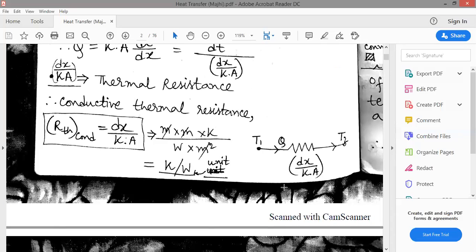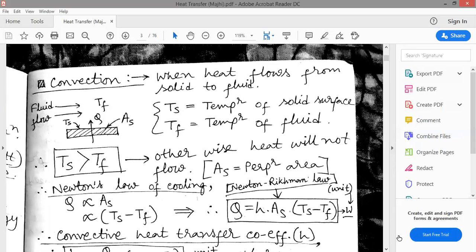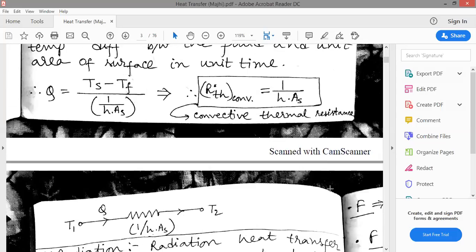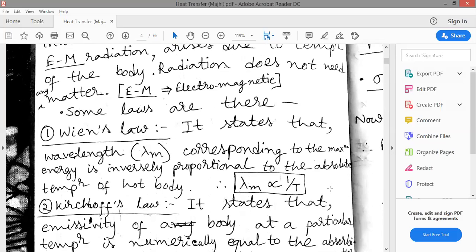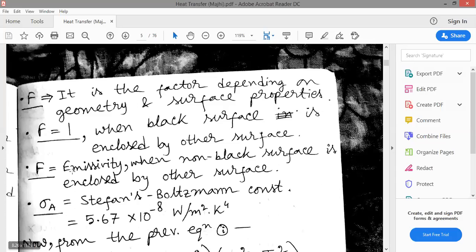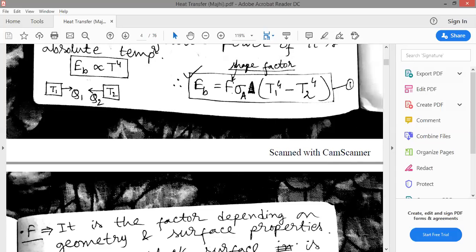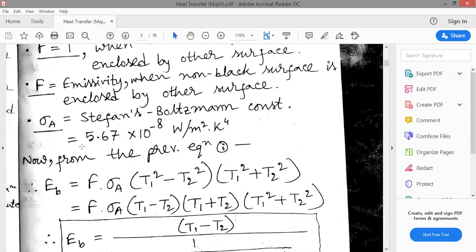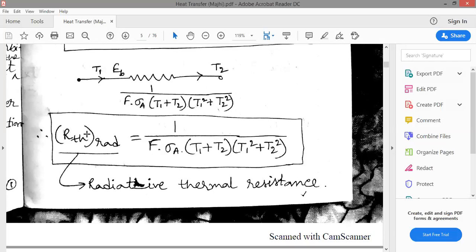Thermal resistance we have also learned: for heat conduction it is dx by k, and convection requires fluid flow, and convective resistance is 1 by hA. Radiation is governed by the Stefan-Boltzmann law. This is the emissive power, with shape factor, which becomes epsilon, the emissivity. From that formula, radiative thermal resistance can be obtained. So here ends my lecture.